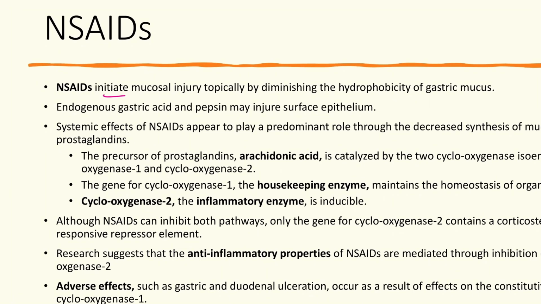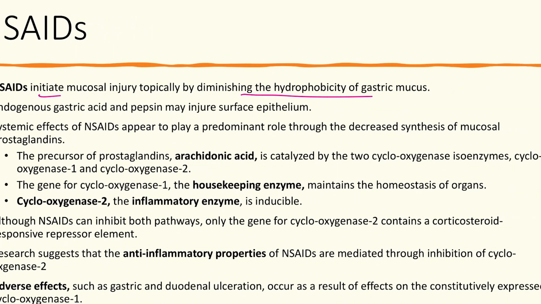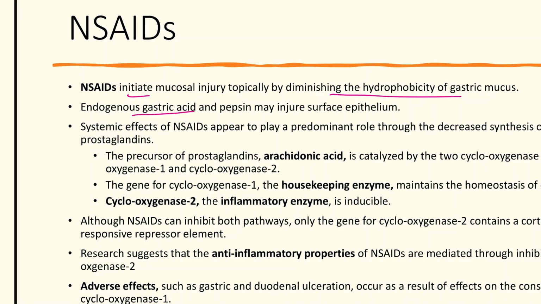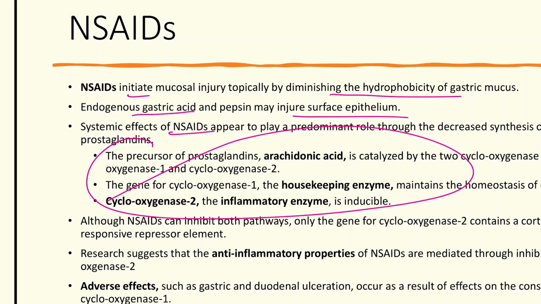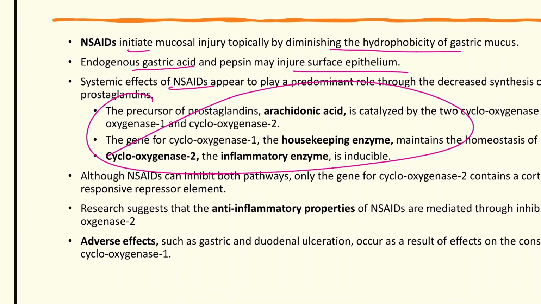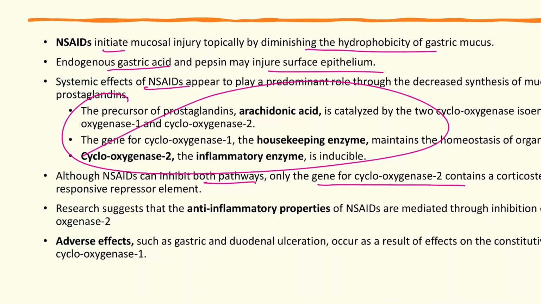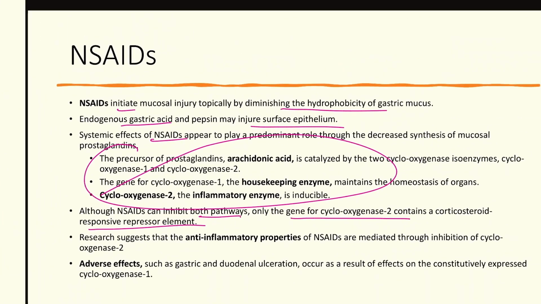So NSAIDs irritate mucosal injury topically by diminishing the hydrophobicity of gastric mucosa. Again, just talking about what it's going to repel. Endogenous gastric acid and pepsin may injure the surface epithelium. Systemic effects of NSAIDs obviously play a predominant role. All this COX pathway, it's all there. Although NSAIDs can inhibit both pathways, only the gene for the COX-2 contains the corticosteroid responsive element. So only COX-2 will be affected by the steroids.